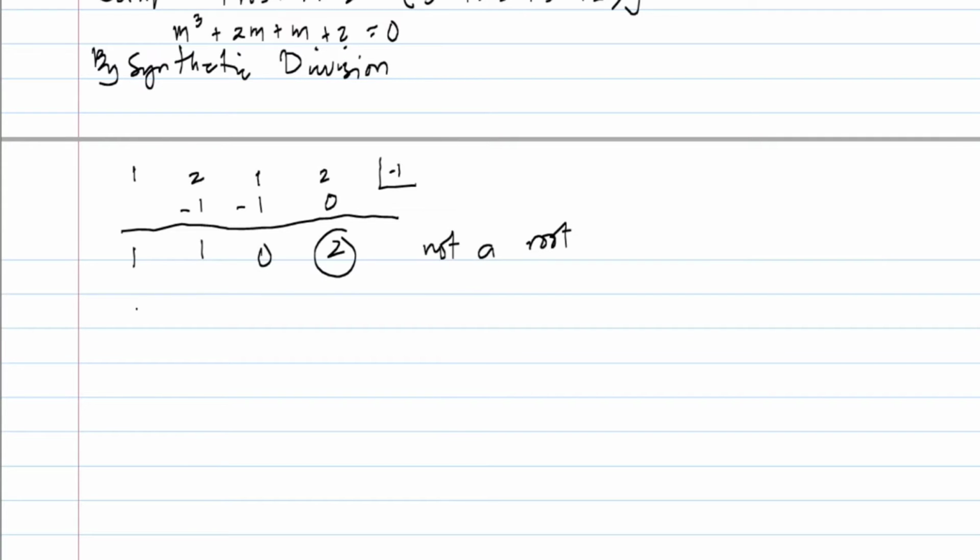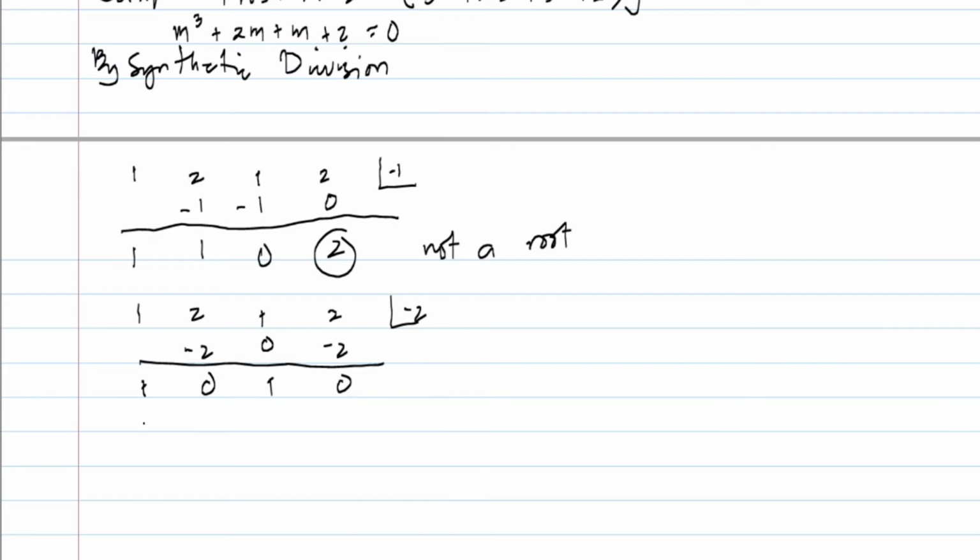Subukan pa natin ng isa. So, we have 1, 2, 1, 2. Ulitin lang natin. Lagay tayo ng negative 2. Okay? So, we have 1, negative 2, 0, 0, 1, negative 2, 0. So, nag-0 siya. Ibig sabihin, negative 2 is its root.